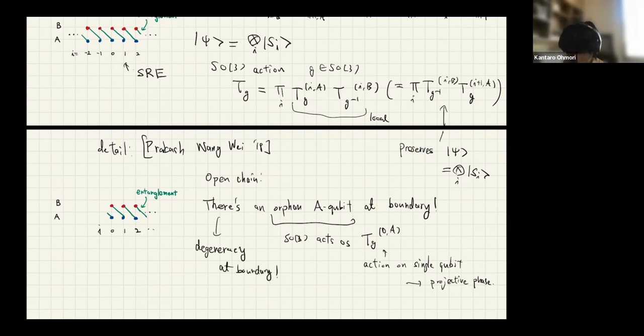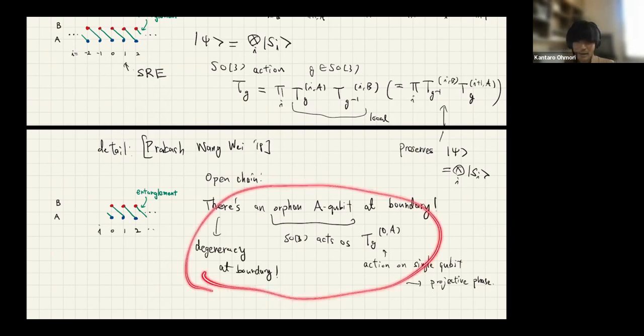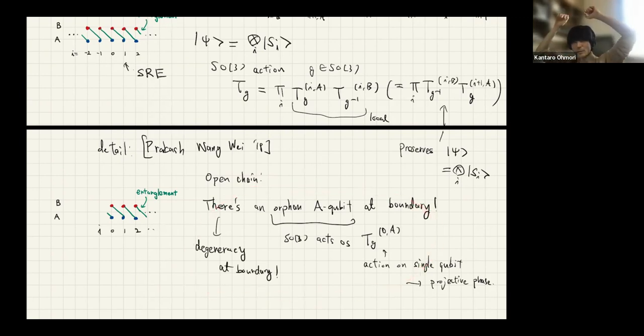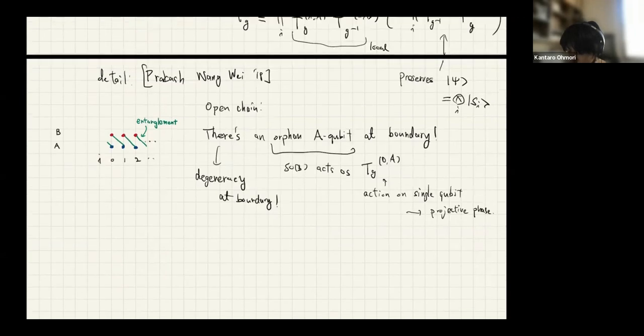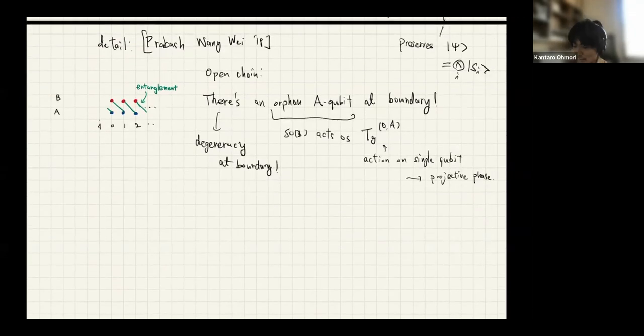Okay. And that's precisely the zero-dimensional system that has anomalous SO3. Okay, so this is an example of the manifestation of the SPT.